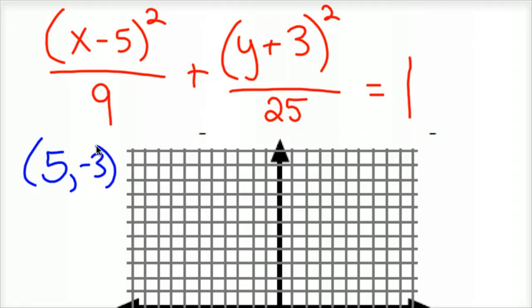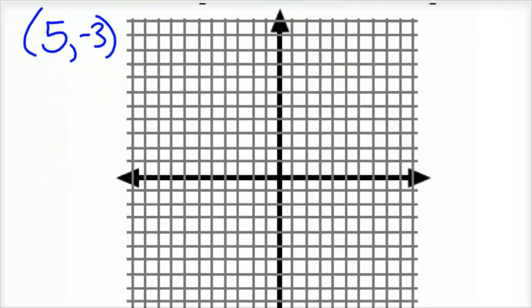So we'll go ahead and graph that. So 1, 2, 3, 4, 5, 1, 2, 3. So there's the center of my ellipse. And I'll get rid of that stuff. And again, this is my x value, this is my y value.